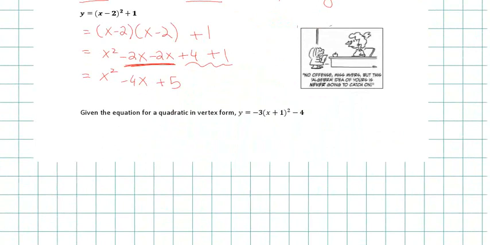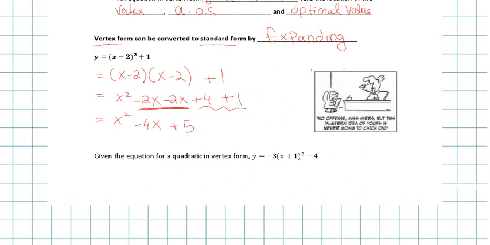Now, in this case, I did not have a value of a outside. But if I had a value of a outside, like the next question, it's going to be a little bit more work. Let's look at the next question together. I'll give you time to work on the homework, so I can focus on the lesson right now.